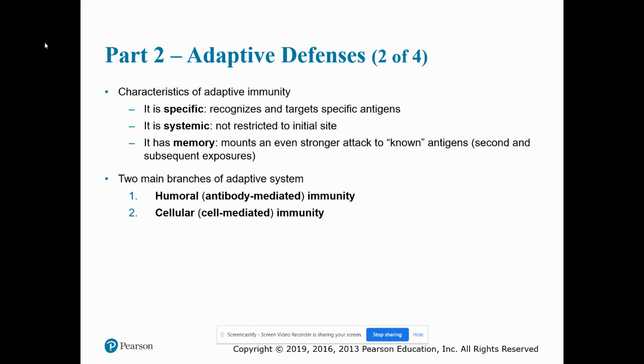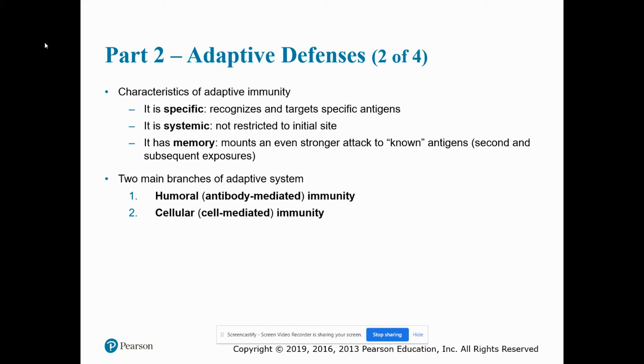Going back to the characteristics of adaptive immunity, it's specific, it's systemic, not restricted to the initial site. Third thing, has memory. The downside to this particular defense system is that it needs to be primed, and priming takes time. The cool thing is, once it's primed, it has memory. The next time you are exposed to whatever it is, your immune system is going to mount an even stronger attack to those subsequent exposures.